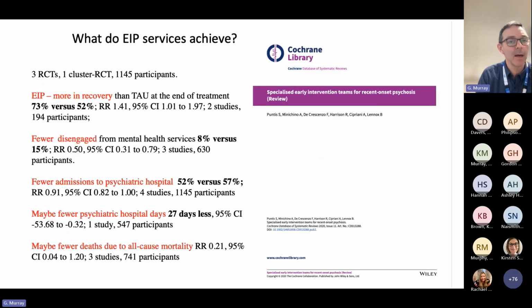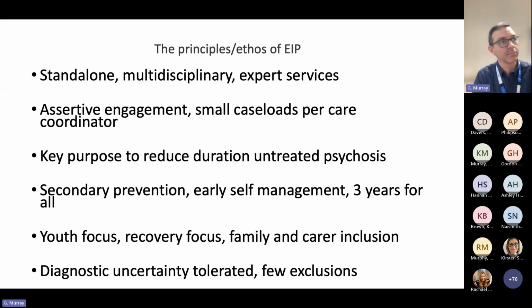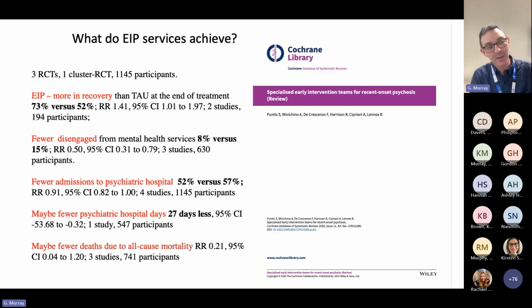And so that was taking us back 25 years. Our service in Cambridgeshire started in 2002. I started working in it in 2004 and still am. So 20 years now for me. What do EIP services achieve?